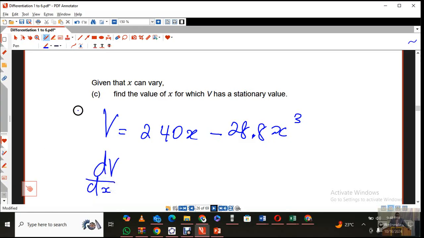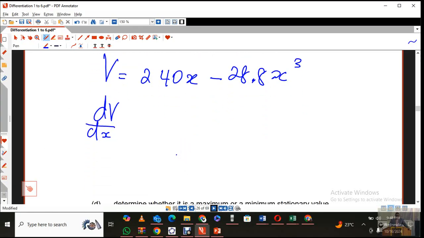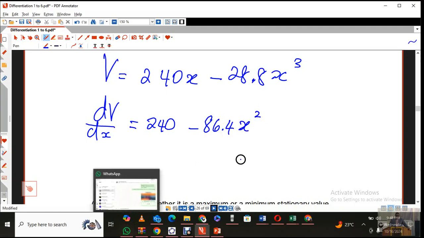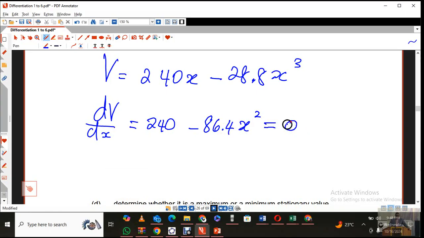Okay, it's rather terrible handwriting. dv dx is going to be nothing but, if you look at it, 1 times that is going to be 240. And then you have minus 3 times that, which is 86.4, and reducing the power by 1 there is going to be x squared. Now, the moment they talk about a stationary point, this has to equal 0.